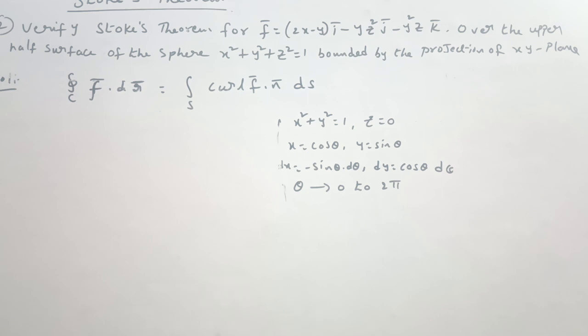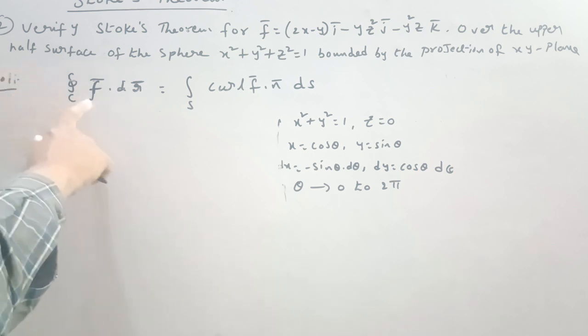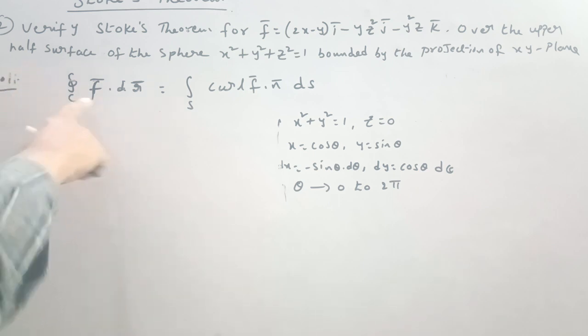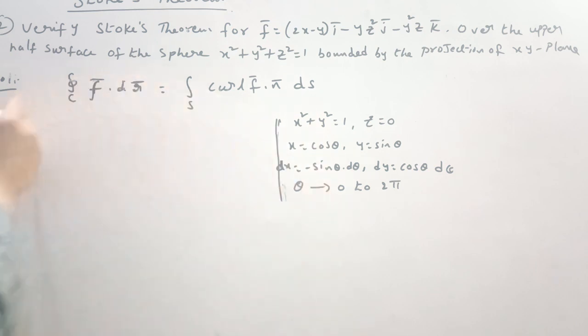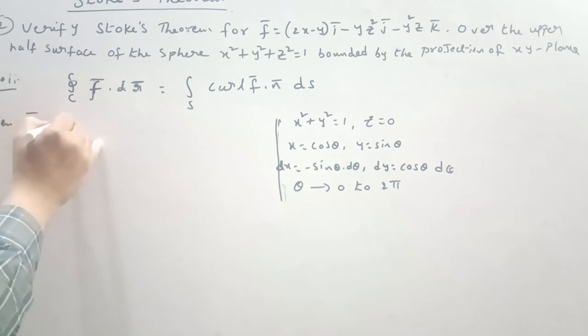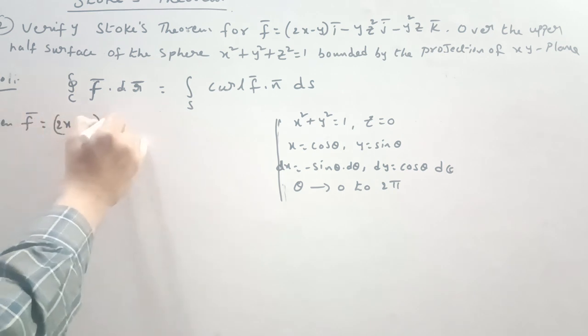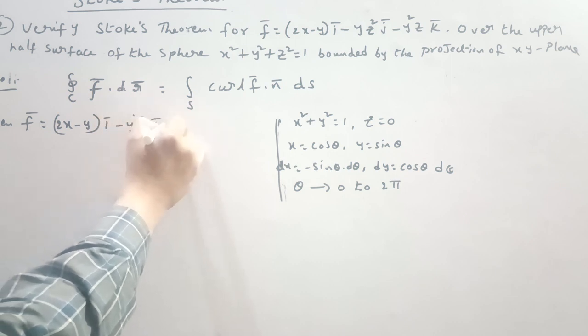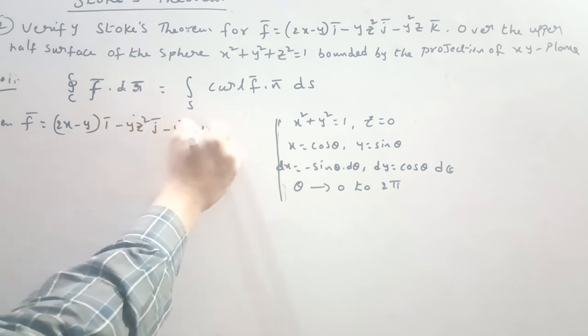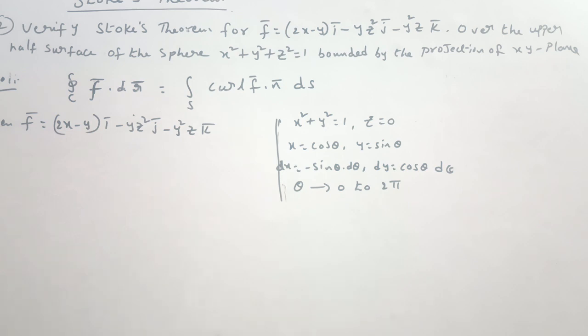Equal to 0, correct? So how to solve this one? First of all, the definition of Stokes theorem. By the definition of Stokes theorem, the circle integral over C of F bar dot dr bar is equal to the integral over S of curl F bar dot n bar dS, correct? To solve this, first, what is given here? Given F bar is 2x minus y i bar minus yz square j bar minus y square z k bar, correct? This is given here.